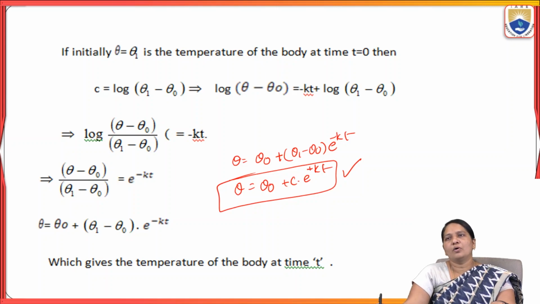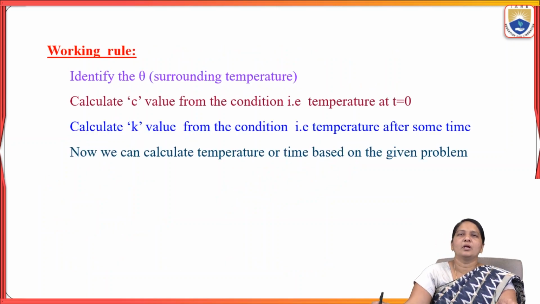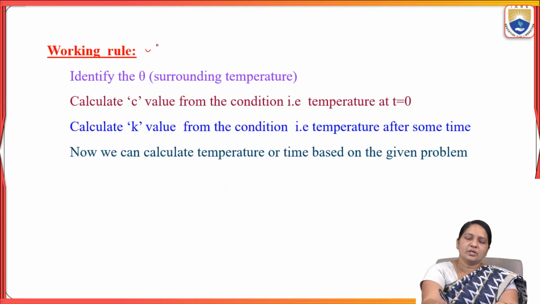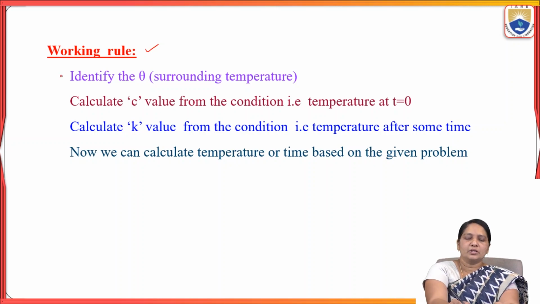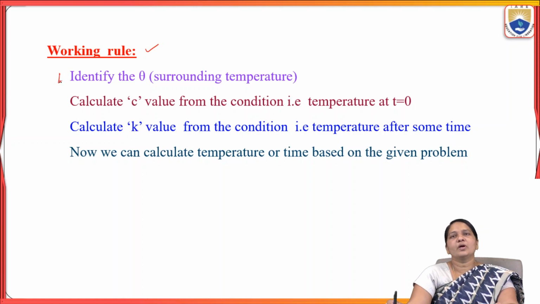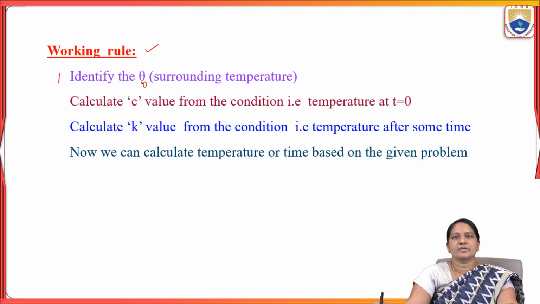First of all, how to solve the given problems? How many types of problems will there be? Here is the working rule for the given problem. For every problem, what is the procedure we are going to follow? First, we have to identify the surrounding temperature from the given problem, which we will take as theta naught.